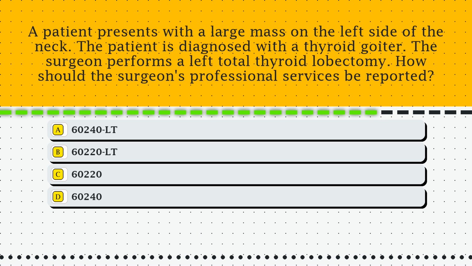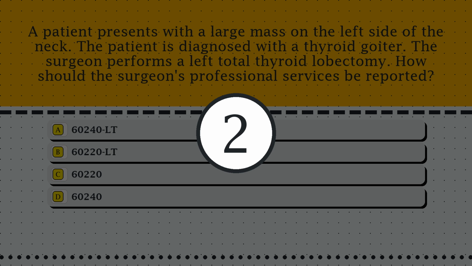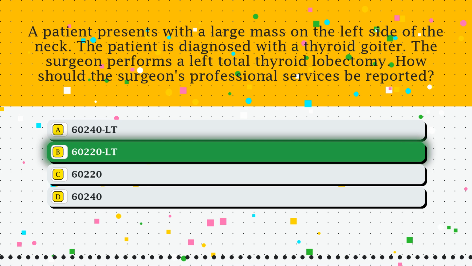The patient is diagnosed with a thyroid goiter. The surgeon performs a left total thyroid lobectomy. How should the surgeon's professional services be reported? Option A, 60240 LT. Option B, 60220 LT. Option C, 60,220. Option D, 60,240. The correct answer is option B, 60220 LT.